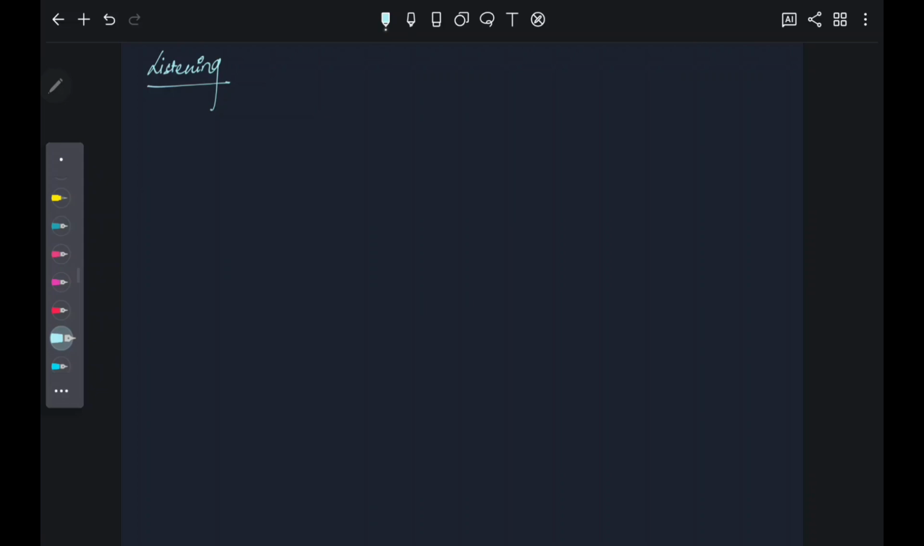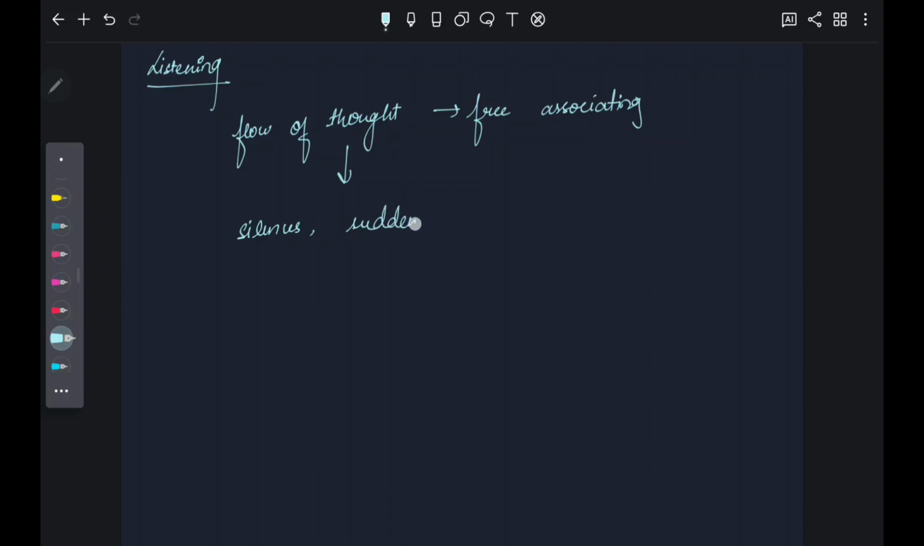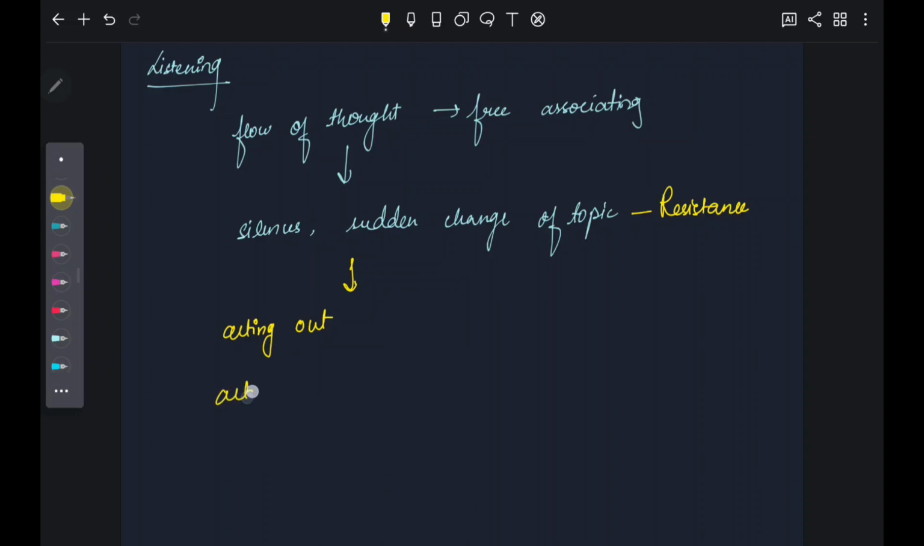To identify resistance, we have to first pay attention to the flow of thoughts while the patient is free associating. If there are any silences or sudden change of topic, these are clues to resistance. There can be other examples of resistance: acting out, or the behaviors that they engage in outside the sessions, or acting in, which are behaviors which occur within the sessions, or even during free association, not engaging meaningfully.